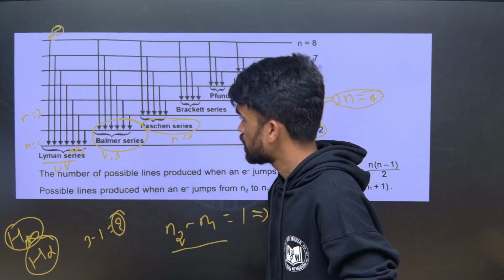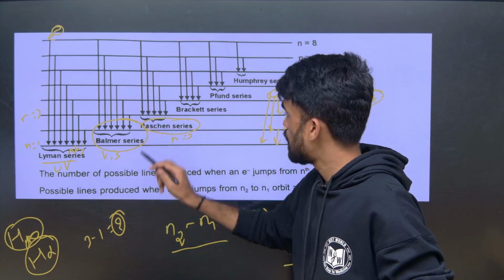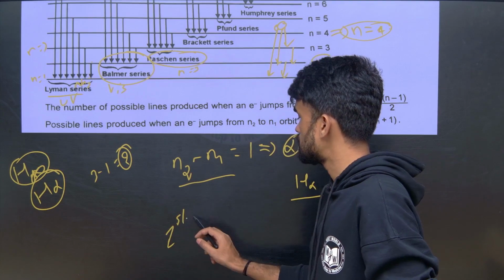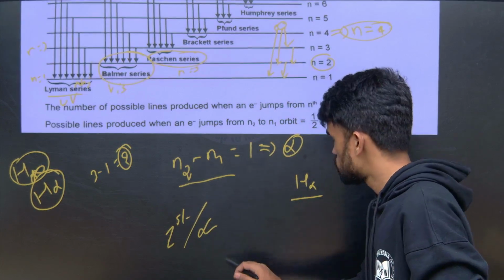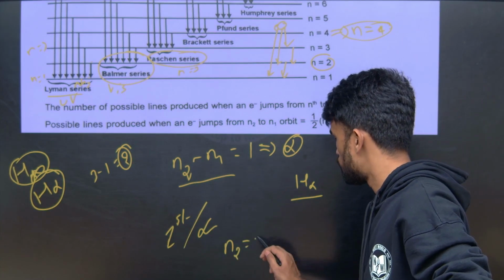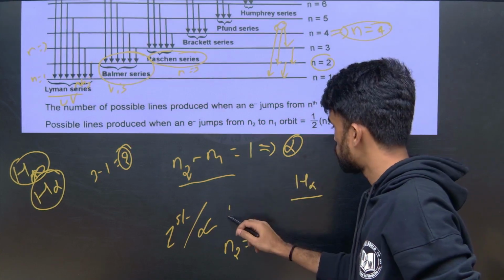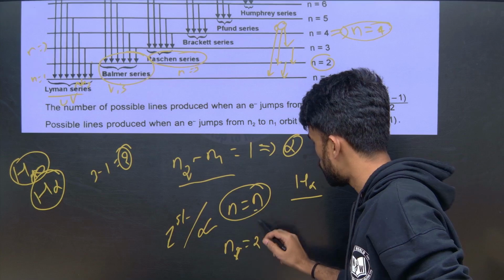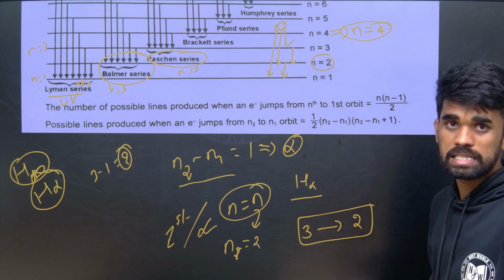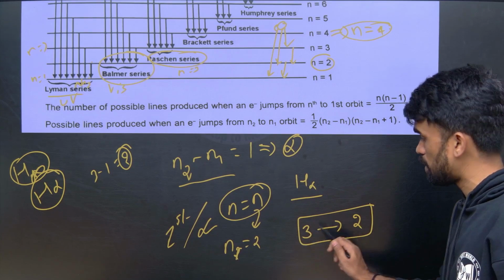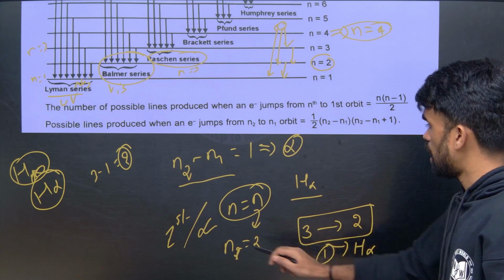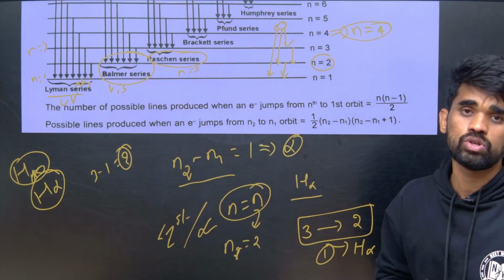Now tell me, what is the alpha line of the Balmer series? How can we find the first line of the Balmer series? It is from a higher energy state to the second energy level, so n1 should be 2. The electron can come from any higher energy state, but it should fall into the second energy level. If it is falling from 3 to 2, that is a Balmer series line, and the difference 3 minus 2 is 1. So the H alpha line, or first line, of the Balmer series is 3 to 2. I hope it is clear.